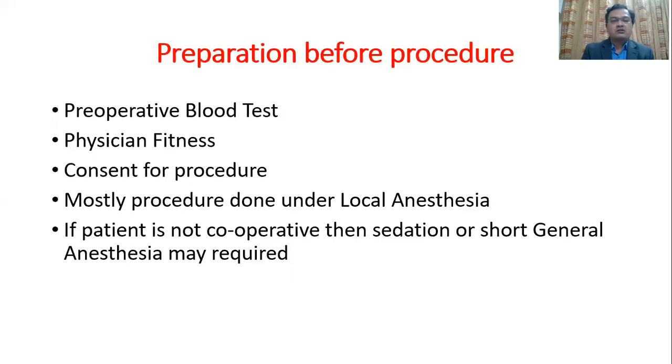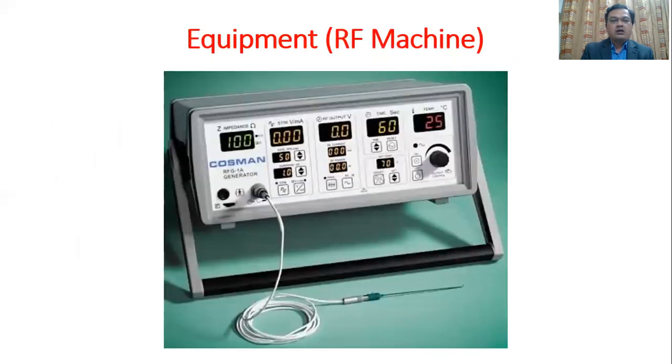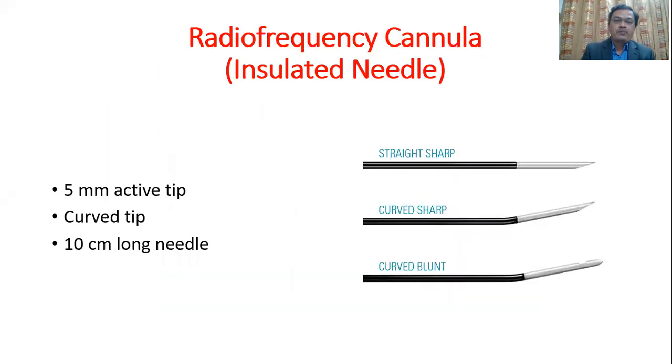Mostly procedures are done under local anesthesia, but many times if patient is non-cooperative or fussy, then we have to give some sedation or short general anesthesia. Equipment of radiofrequency is the most important thing. It is a costly machine. Cosman is very commonly available. Many other companies are available also.